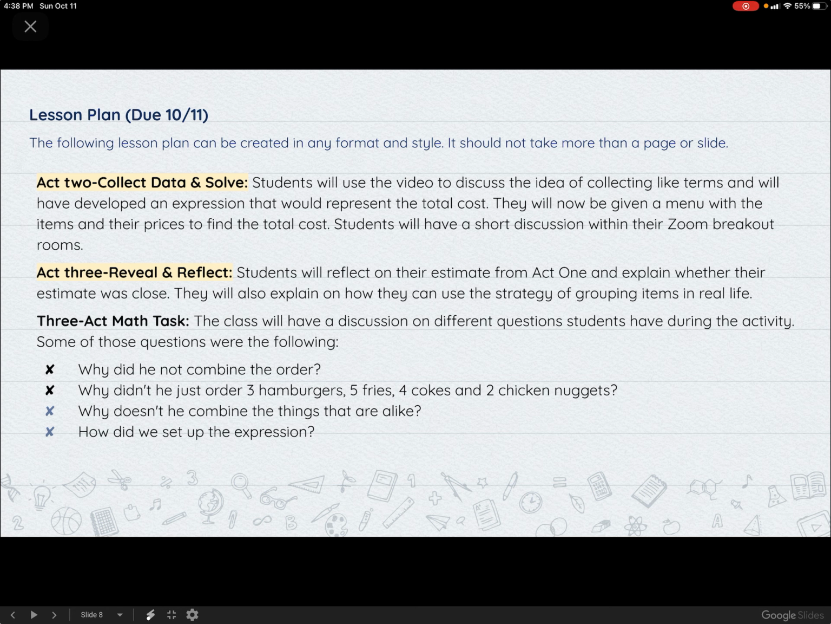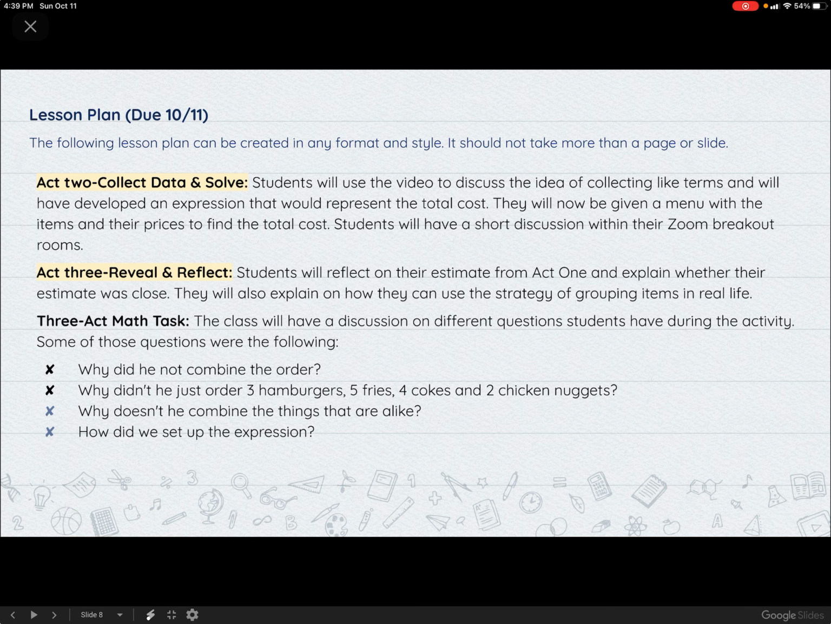So once again, I will now have published Act 2, in which they will reply to the discussion post revealing the total cost using the menu with the prices and the items. Then they will go on to their Zoom breakout rooms and discuss whether they got the same answer or something different. Once we come back, I'm gonna introduce Act 3, which is the review and reflect.